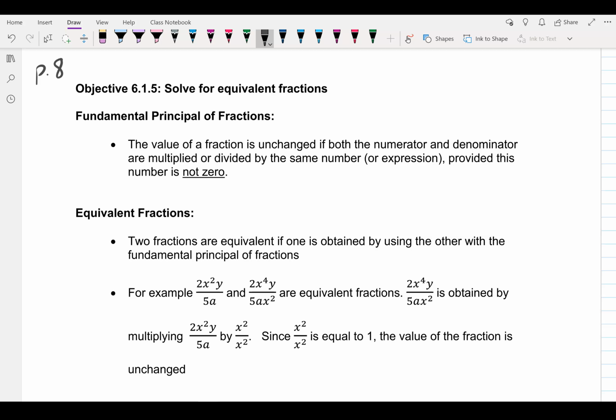What are we going to do first? We're going to solve for what's called equivalent fractions. More often you just think of this as simplifying, okay? So I'll just read what it says here first. The fundamental principle of fractions.